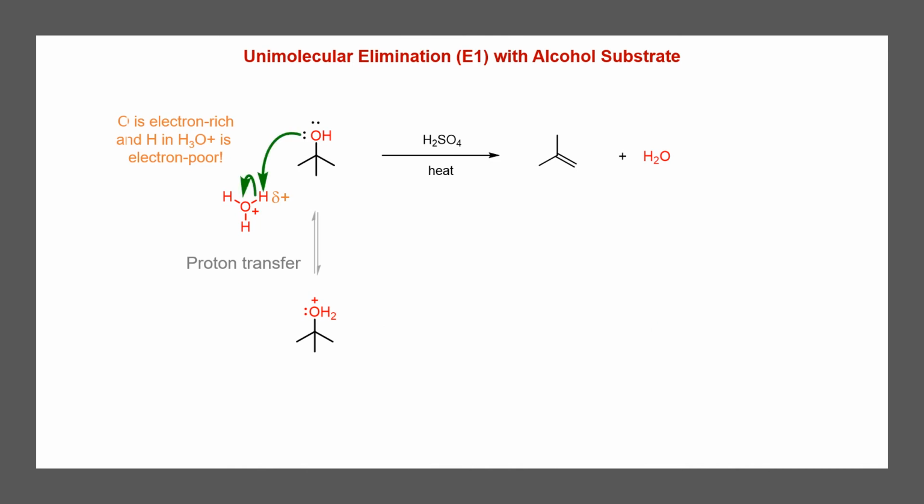Since the reaction is performed under strongly acidic conditions, the first step will be protonation of the weakly basic alcohol by the acid to give the protonated alkoxonium species. This step will be fast and reversible.